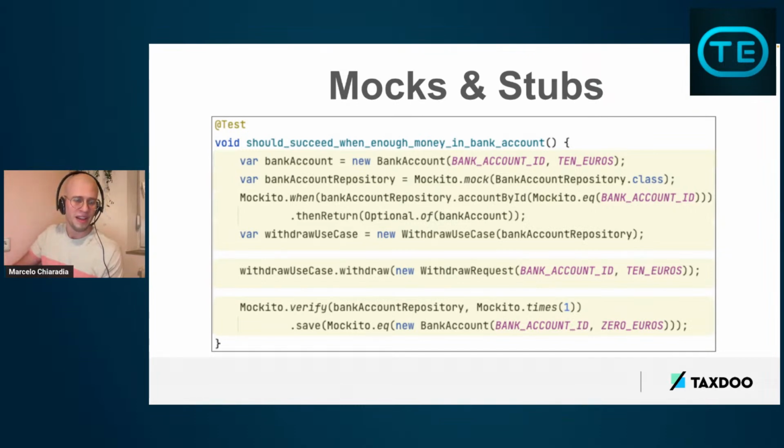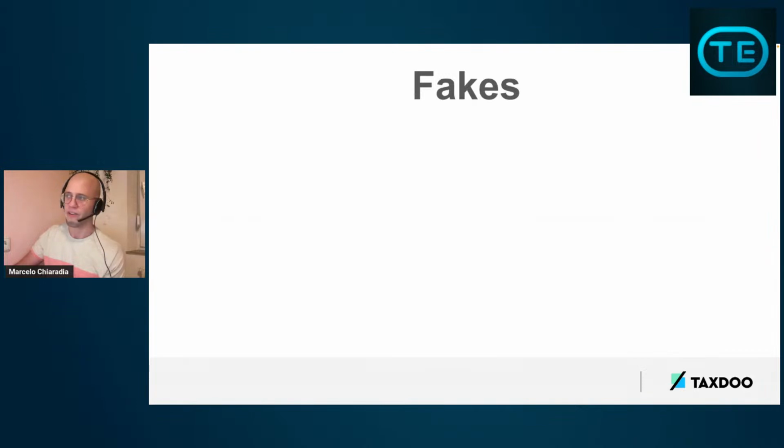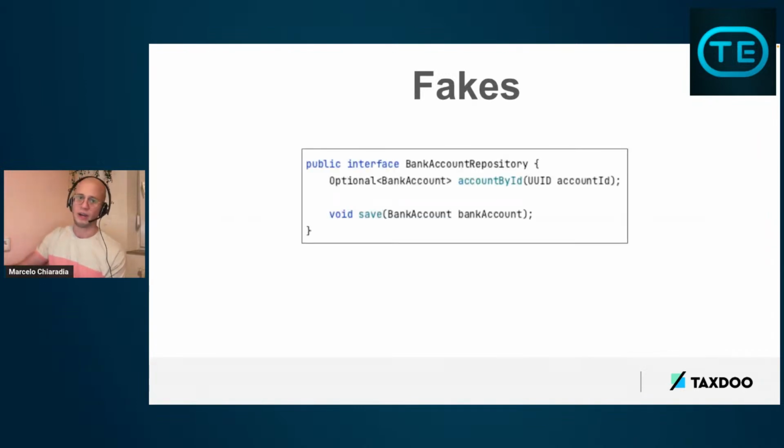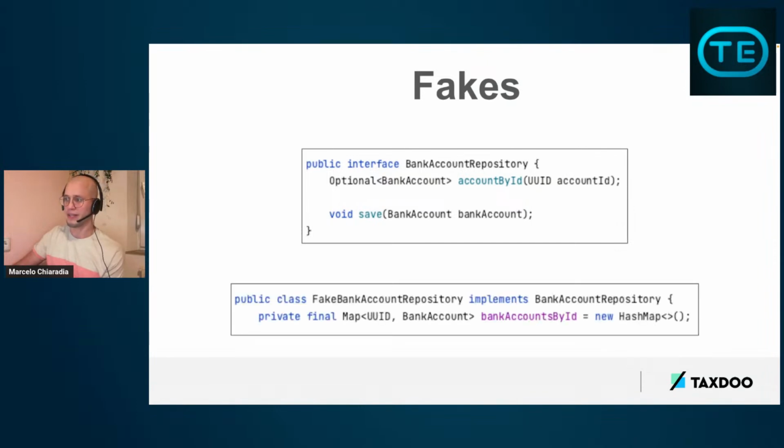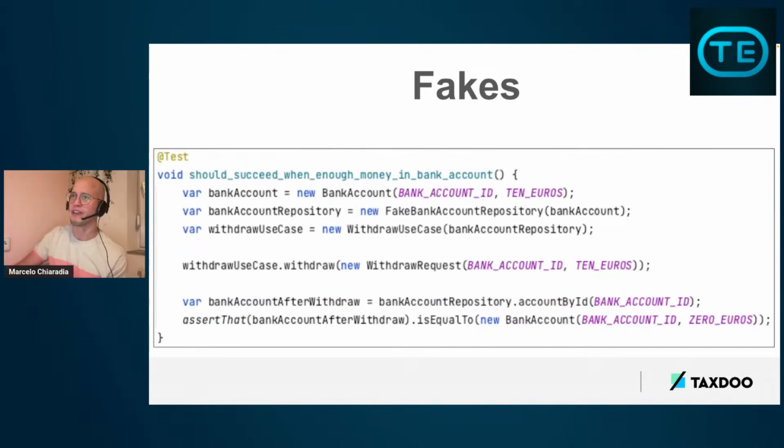So we would like to avoid that. Now, let's see how we would do this with fakes. With fakes, we would have in our design the same interface, and the implementation, you can see that it shows a fake bank account repository, implements the interface, and under the hood uses an error map. This is an in-memory map. So a test with a fake would pretty much look like this.